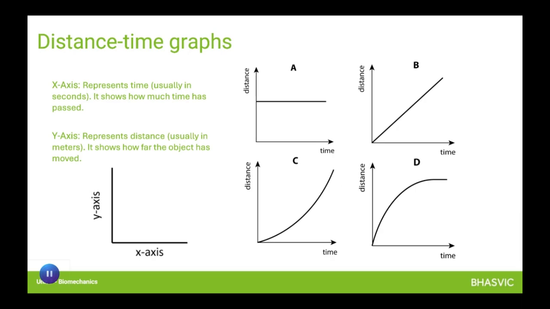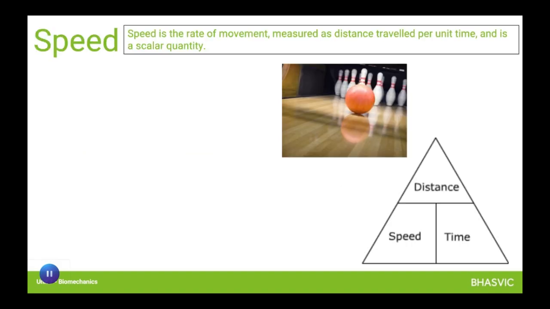Curved lines show changes in acceleration or deceleration. For example, if a sprinter begins running slowly and then speeds up, the graph will show a curve starting lower and then rising more steeply. And if a sprinter was sprinting and then they slowed down after the finish line, the curve would start off steep and then plateau.